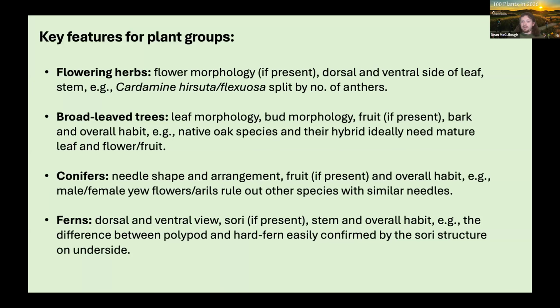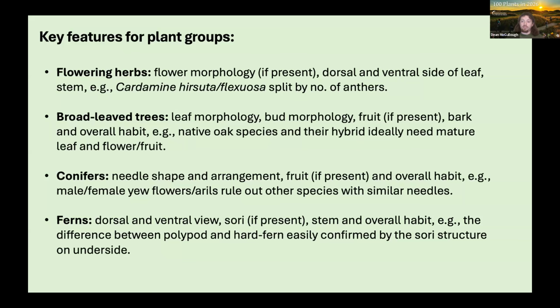Dorsal and ventral, that just means dorsal means the top and the ventral means the underside. So it could be the underside of the leaf, for example, or the flower. You can look at the stem for different reasons. I'll go into more detail on this in a minute. An example is Cardamine hirsuta and flexuosa, which is a species, if you garden, you will definitely have come across these. Bittercress. Really, you need to look at how many anthers, which are the male sexual parts of the flower, because one has four and one has more than four, usually six. But that's something that you need to actively look at.